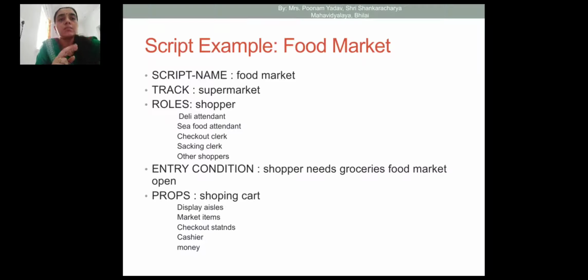So the script name is food market and the track is supermarket. I am going to the supermarket. And what are the roles being executed? Shopper, food attendant, then checkout clerk, again different types of clerks, and other shoppers. These are the different roles. Entry condition: shopper needs some grocery, food market open. Then props: shopping cart, displayed market items, checkout stands, cashier and money.